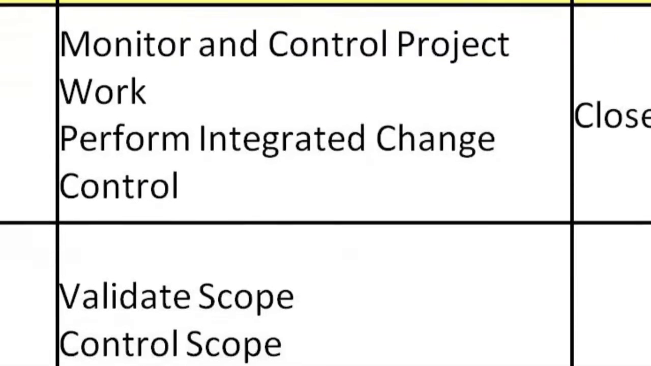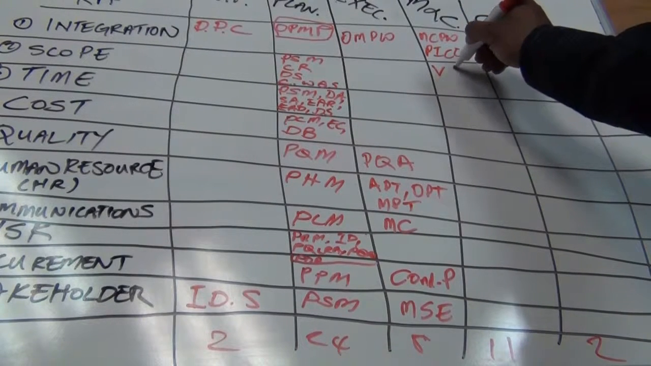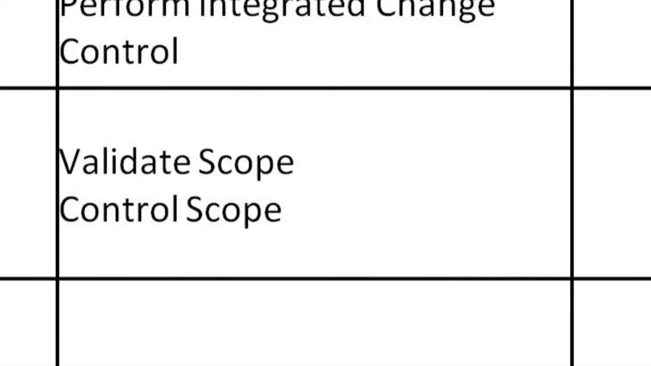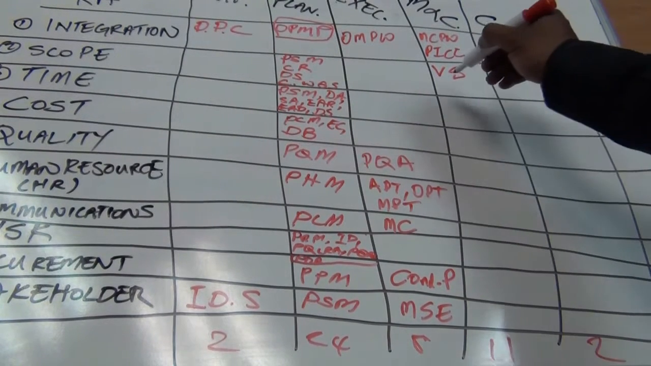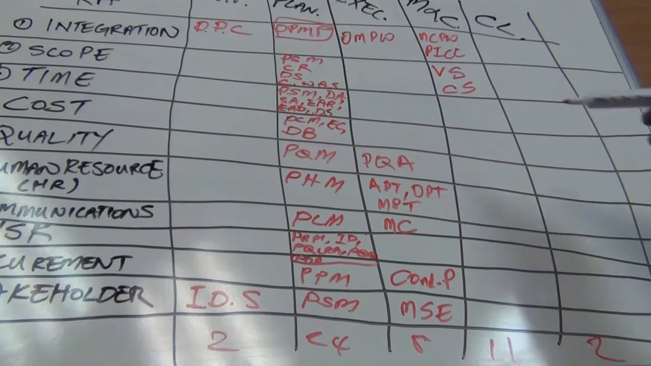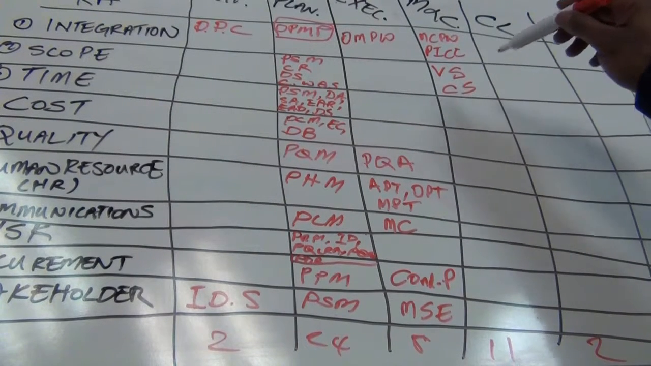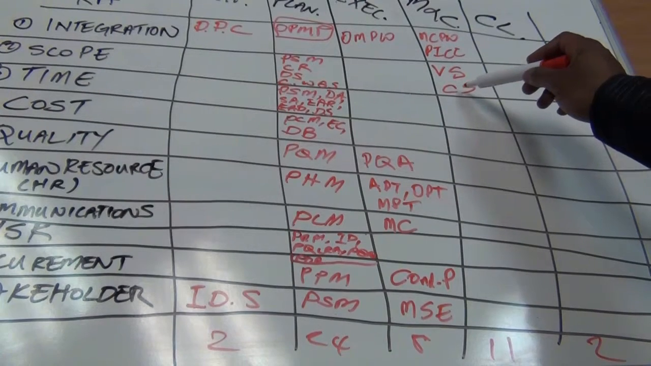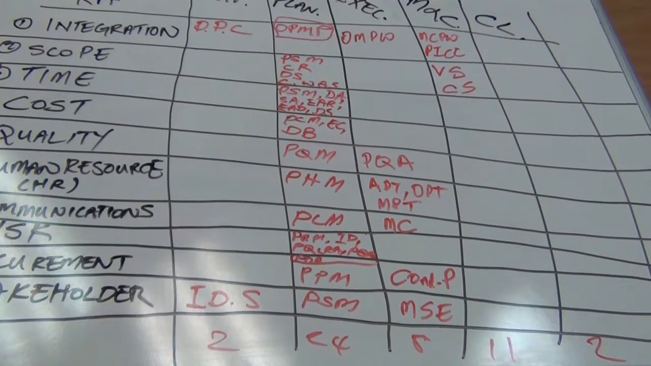Moving down to scope area, we have two processes here. Validate scope. Validate scope has to do with the customer's formal acceptance of a deliverable or sub-deliverable. And we have control scope. Control scope deals with preventing any extras being added and making sure that if any changes need to occur in the scope, then they go through the Perform Integrated Change Control process.